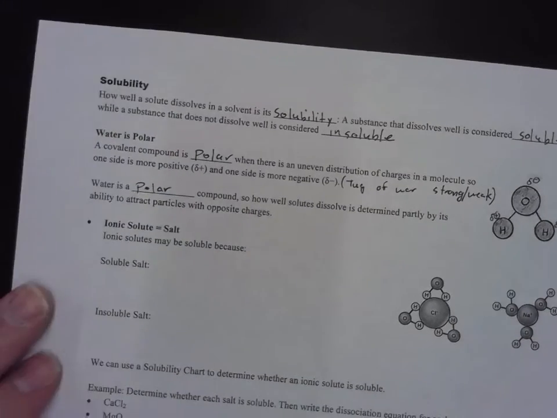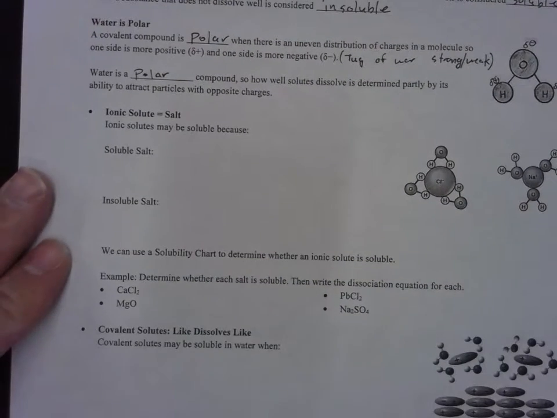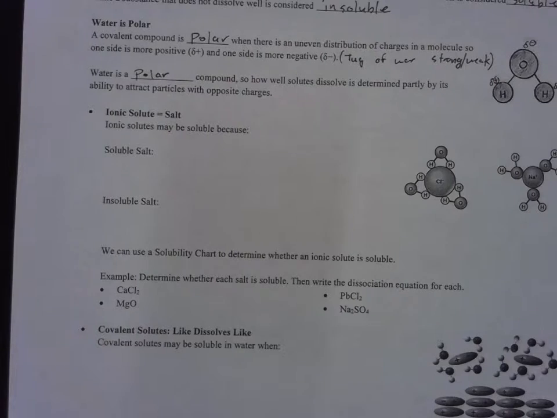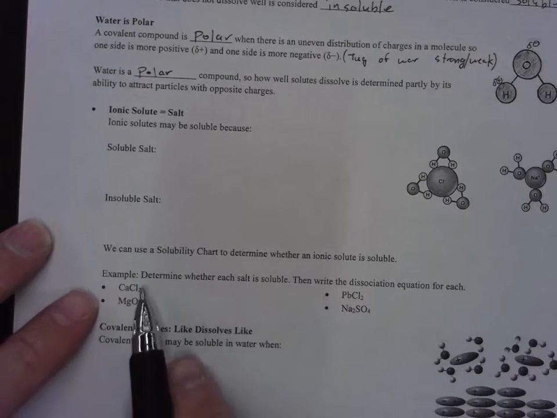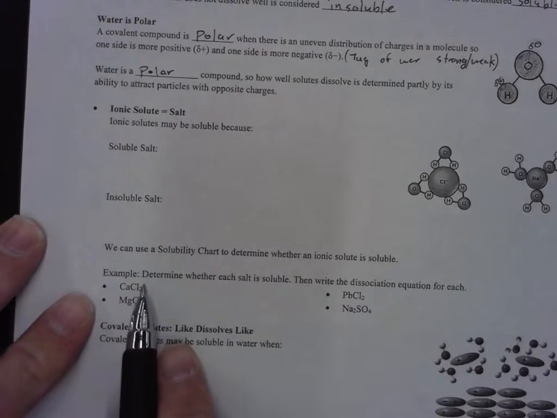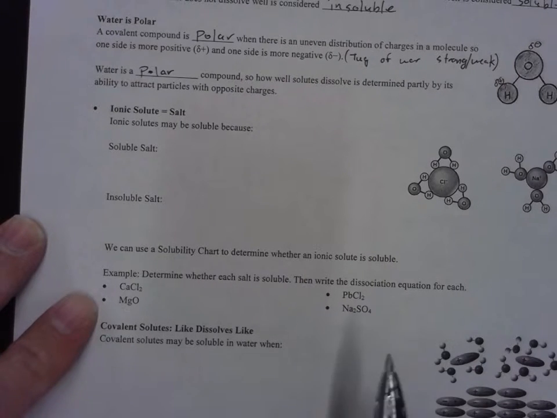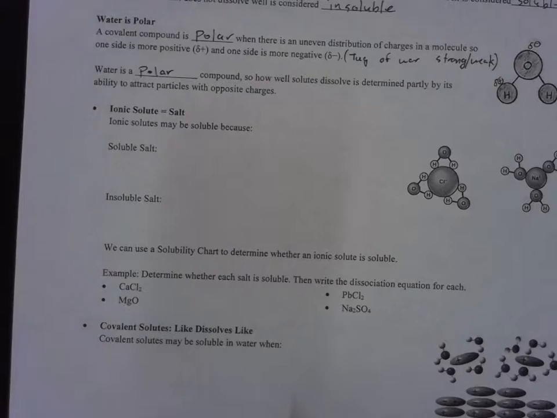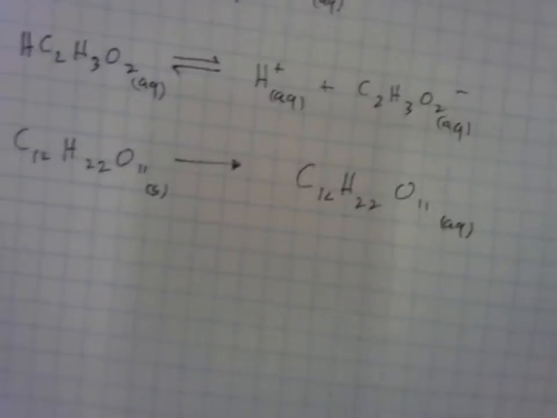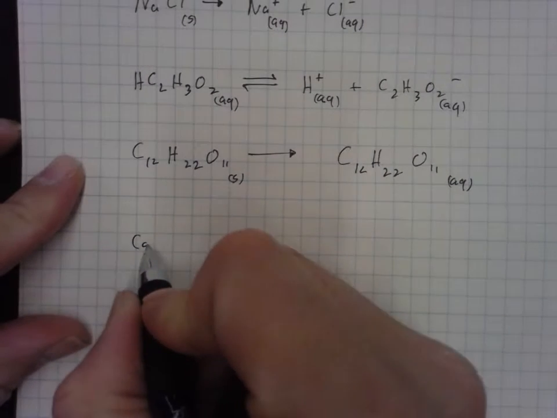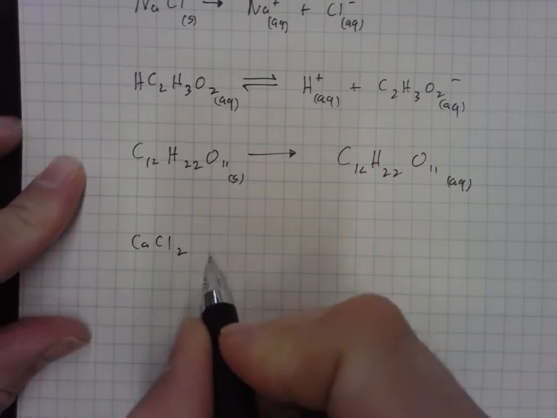We can use a solubility chart to determine whether an ionic solid is soluble, so I'm going to teach you how to do that now. Example: determine whether each salt is soluble, then write the dissociation equation for each. That's what I was doing at the beginning of these notes. So calcium chloride, let's try that one. CaCl2. Now here's what you do.